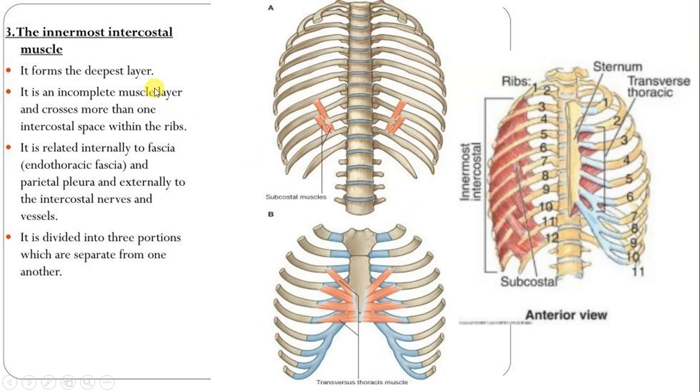So, the deepest layer, an incomplete muscle layer, crosses more than one intercostal space. You can see that this muscle is crossing one or more intercostal spaces anteriorly, and it is related internally to the endothoracic fascia and parietal pleura, and externally to the intercostal nerves and vessels. It is divided into three portions which are separated from each other. So anteriorly is the transversus thoracis, posteriorly is the subcostalis, and laterally it is the innermost intercostal muscle, three parts. These muscles are separated by endothoracic fascia from the parietal pleura, and between this muscle and internal intercostal run the intercostal nerves and vessels.